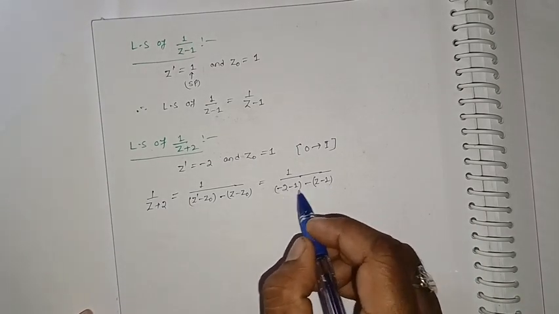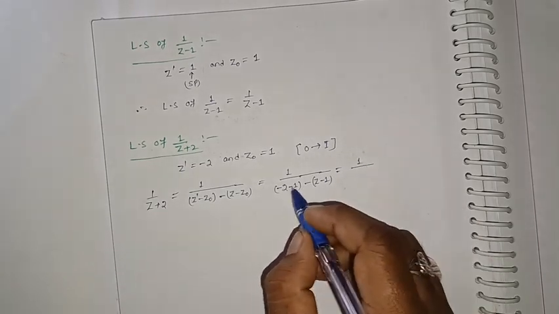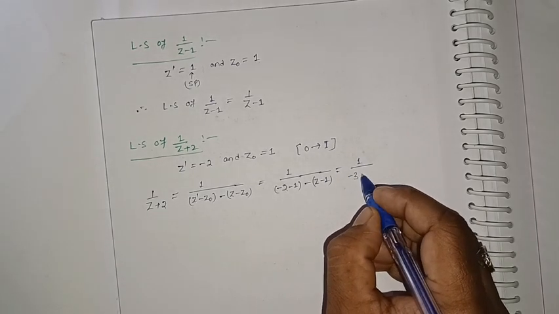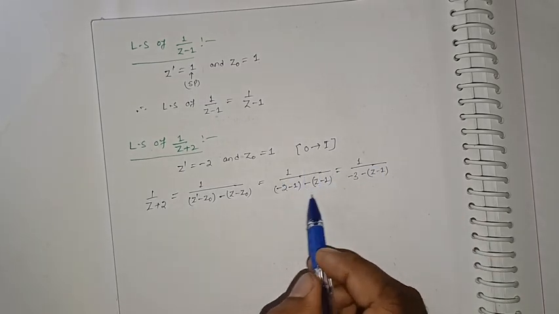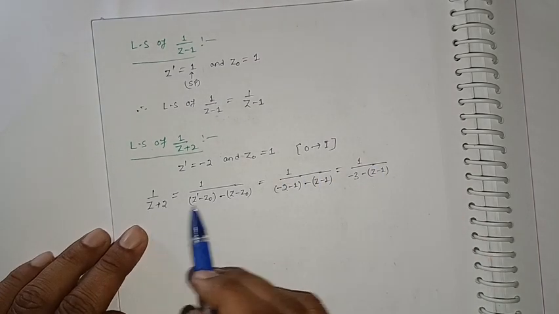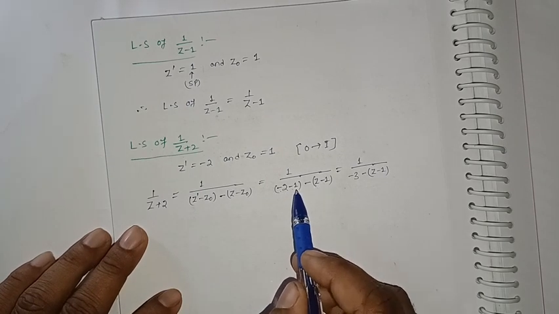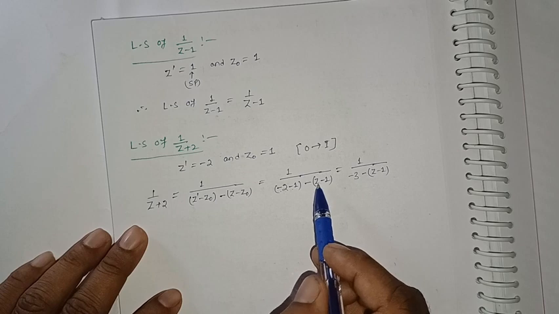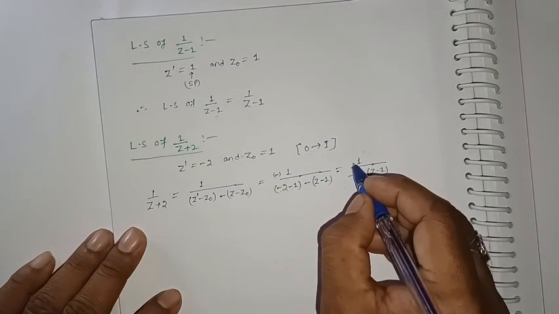I told you not to remove the bracket, but here it is a number, so you can remove the bracket. This is minus 3 minus z minus 1, and here you have to first check whether this one matches with this one or not. You can see minus 3 plus 1, minus 2 minus z. Here we found 1 by minus 2 minus z, but we have 1 by z plus 2. That means we have to multiply by a minus. So this is the minus.